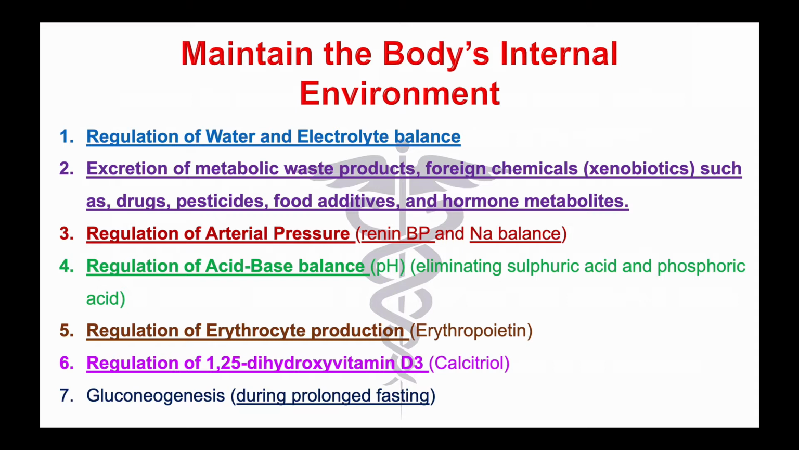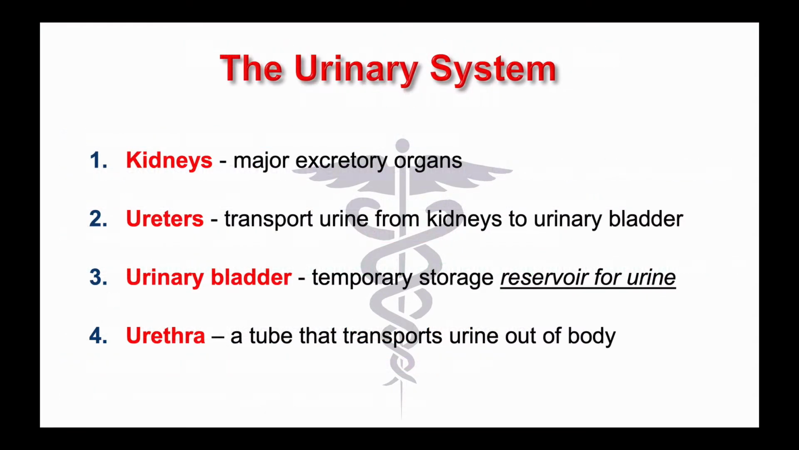Then regulation of erythrocyte production. The bone marrow is the place where blood cell production is done. The kidney is the organ that secretes the erythropoietin hormone, which goes to the bone marrow and activates RBC production. Then regulation of calcitriol, vitamin D3. Then gluconeogenesis during prolonged fasting. All these are done by the urinary system.